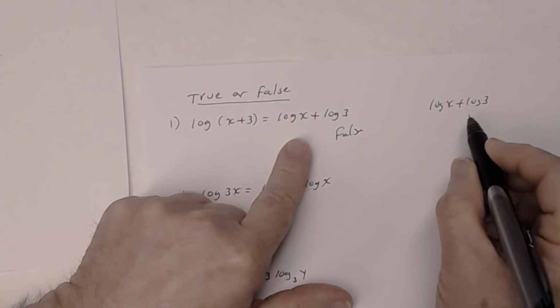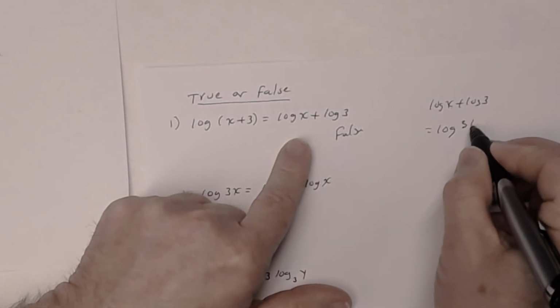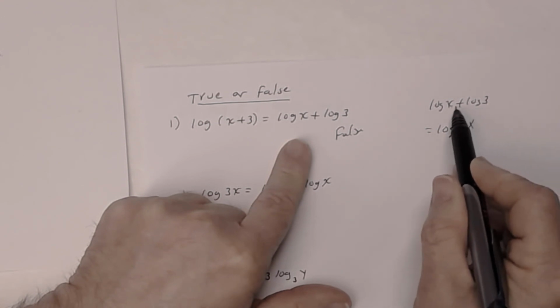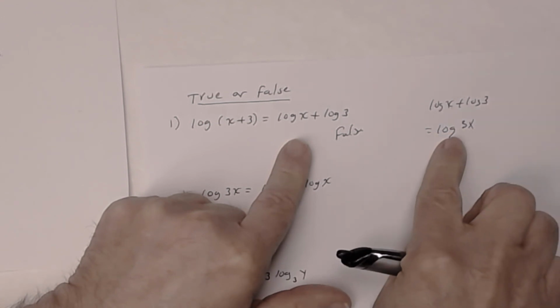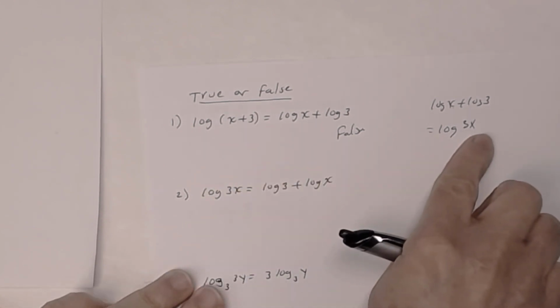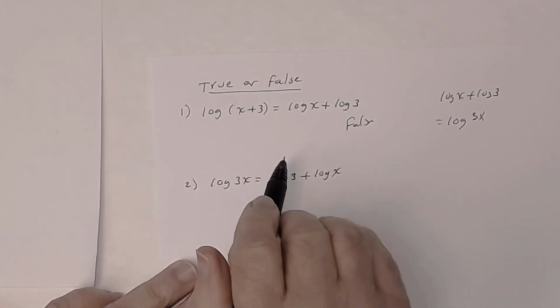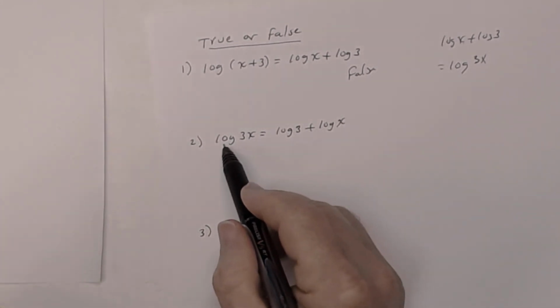So according to the product rule, this really is the log of x times 3, which is 3x. So that right here is the log of 3x. Well, the log of 3x is not the same as the log of x plus 3. 3 times x does not mean x plus 3. All right, so that one was false. Let's look at number 2.